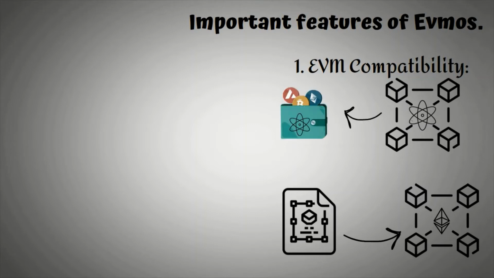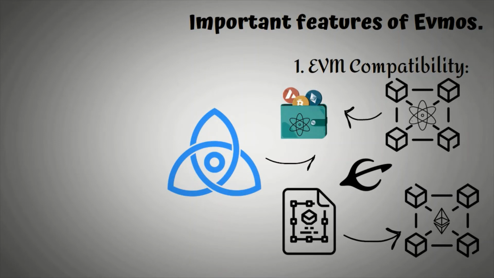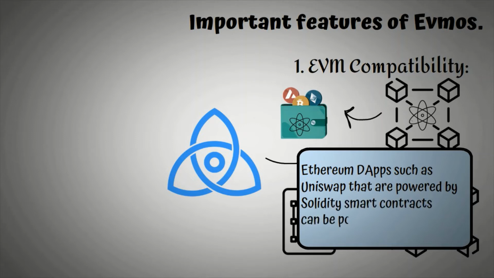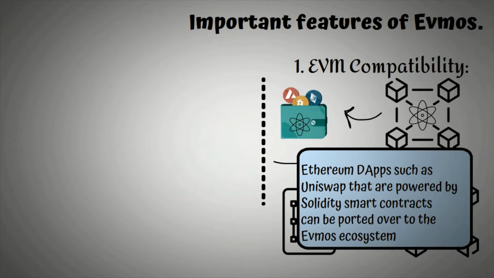wallets. With Evmos, users can continue using their Ethereum tooling while simultaneously benefiting from the Tendermint consensus engine. This means that Ethereum dApps such as Uniswap that are powered by Solidity smart contracts can be ported over to the Evmos ecosystem.